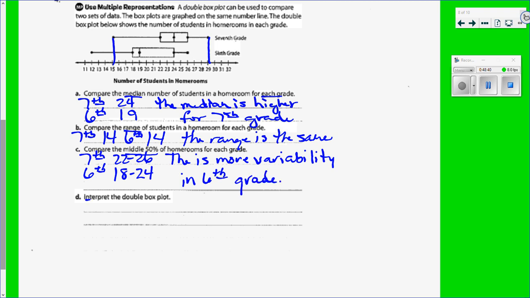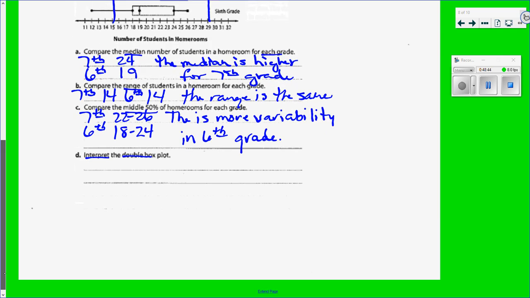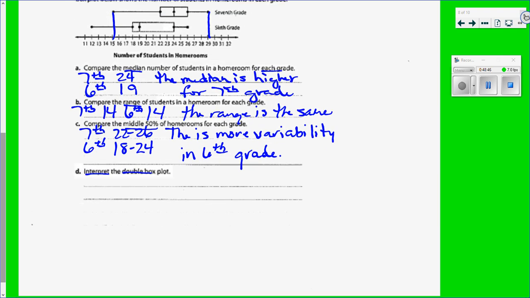Okay? So interpret the double box plot. Now again, anytime we're talking about interpreting, anything I could pull out of the numbers is a valid interpretation. So there's a lot of different things I could say, but when I look at this, the big one I say is 7th grade has bigger homerooms in all, basically every aspect.